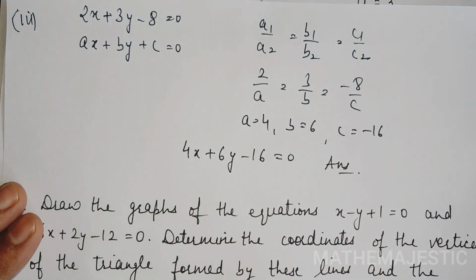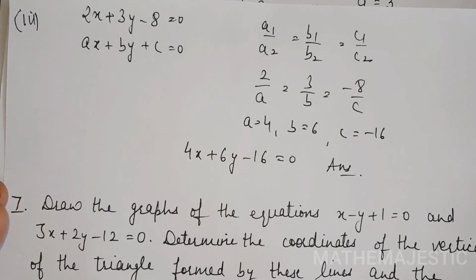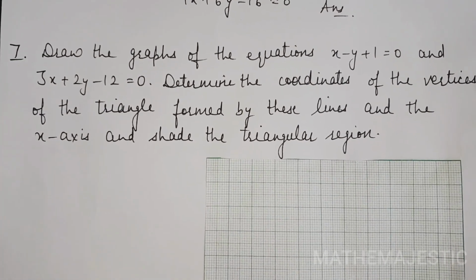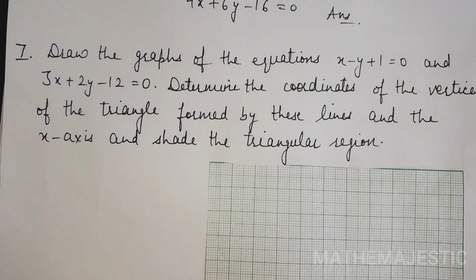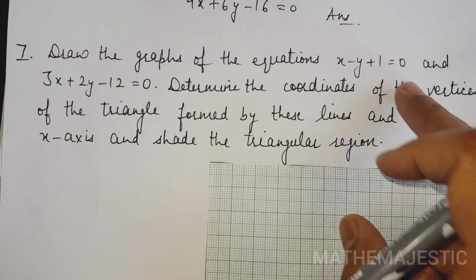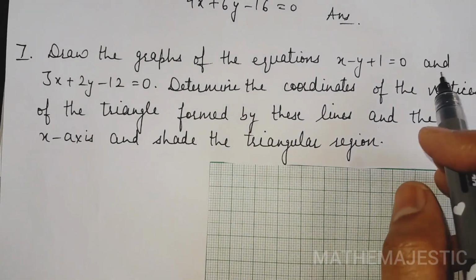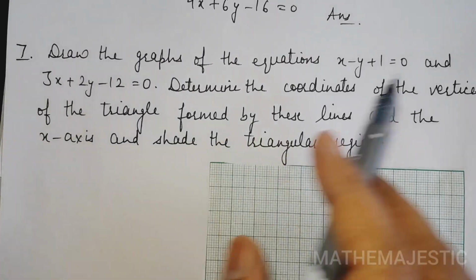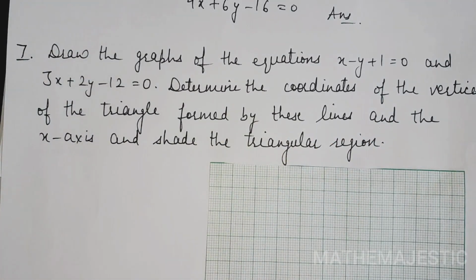Again, there may be infinite answers, so you can choose your own. Now we will move to question number 7. Question number 7 is: draw the graph of the equations x minus y plus 1 equals 0 and 3x plus 2y minus 12 equals 0. Two equations are given, and we have to draw their graphs.